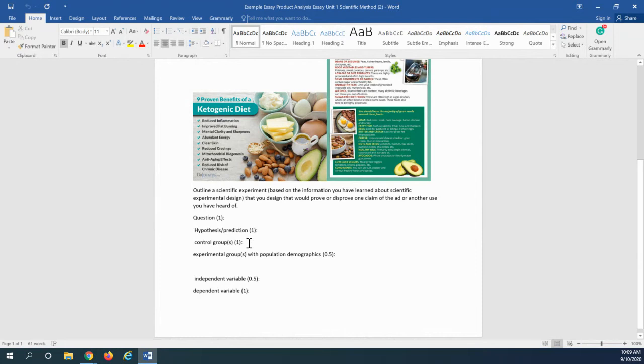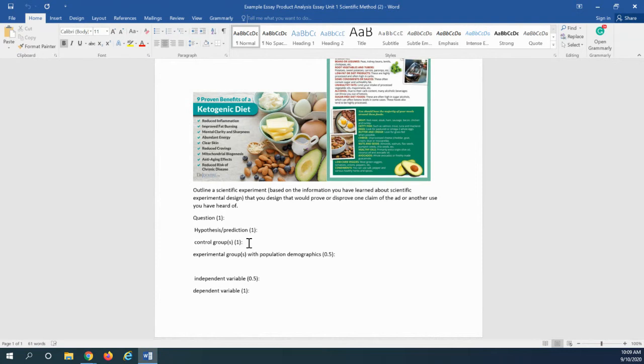A control group, so meaning something to compare back to. And then any experimental groups with population demographics. So sometimes our control is more so that we group people, or I guess test subjects or experimental groups, together based on population demographics that we think will make a difference. So a lot of things with diet and exercise may be grouped into men and women. And then making sure that sample size is addressed with the experimental groups.